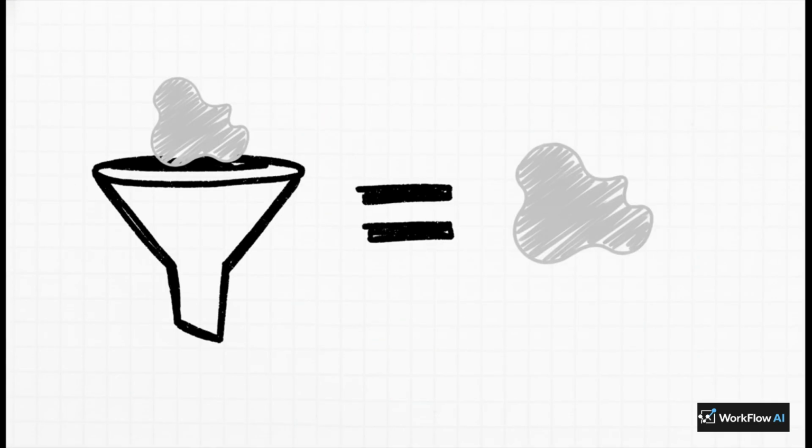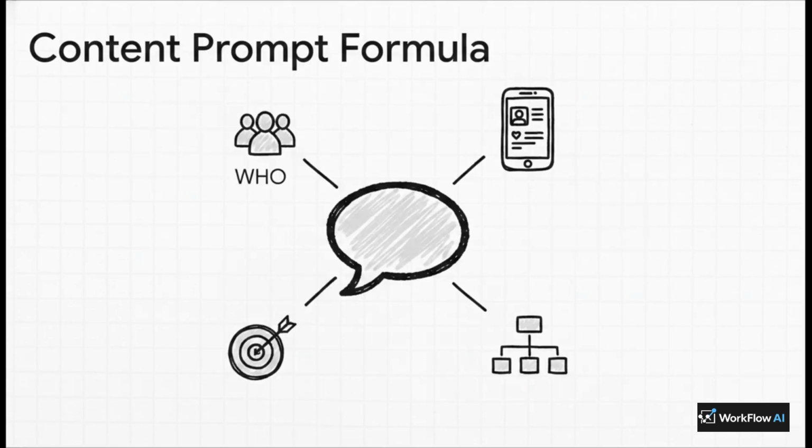Generic in equals generic out. It's a fundamental rule. The quality of what you get out of the AI is a direct reflection of the quality of what you put in. Give it vague instructions, you're going to get vague content. So here's a simple formula you can use every single time to make sure your input is top-notch. A great prompt always answers these 4 questions.